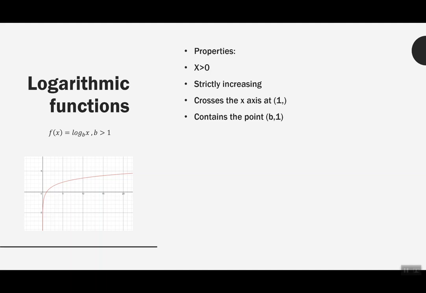My function is increasing, kind of slowly, but still increasing. It's going to cross the x-axis at the point 1, 0, and it's going to have the point b, 1. So the points 1, 0 and b, 1 are going to be really helpful when I go to graph. I'm going to connect those dots and then just kind of curve my graph over.